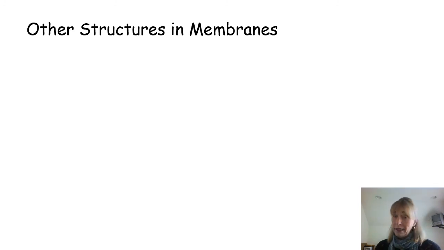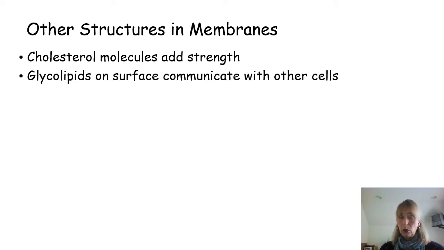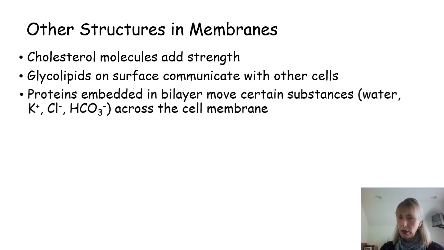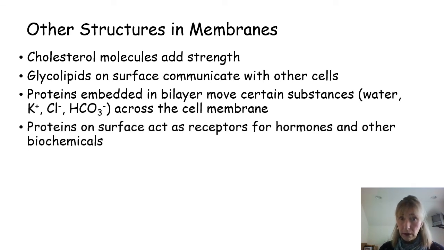And that constitutes a plasma membrane of the cell. But this is not all. We have other structures in the membranes. We've got cholesterol. Cholesterol molecules help to add strength. Glycolipids on the surface help to communicate with other cells. So here we're seeing a lot of the names that we talked about. There are proteins that are embedded inside that bilayer that we saw on the previous slide, and these proteins are what help move certain substances, things like water and your electrolytes, potassium, chloride, bicarbonate, across that cell membrane. Proteins on the surface act as receptors for hormones and other biochemicals.